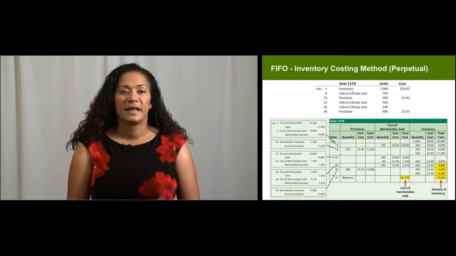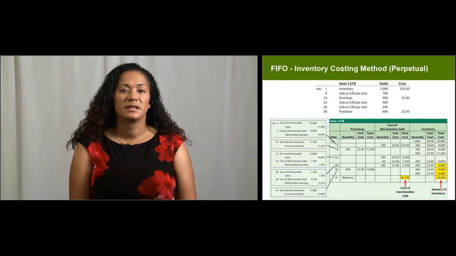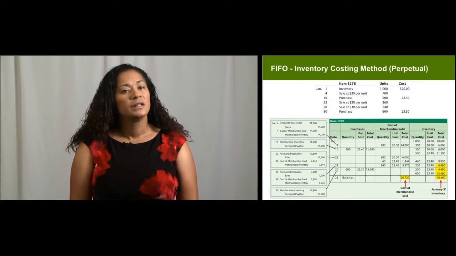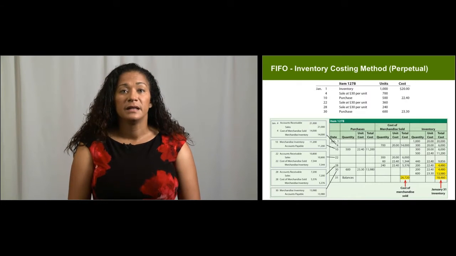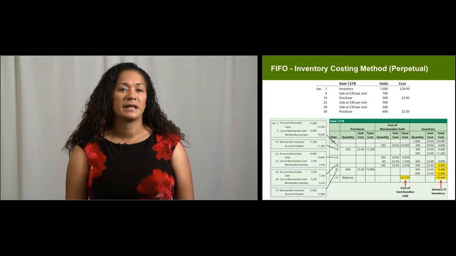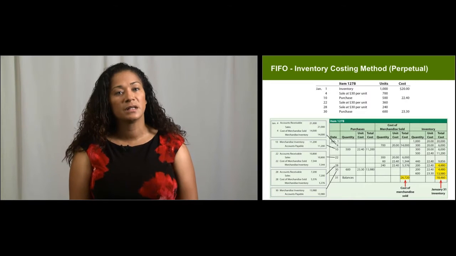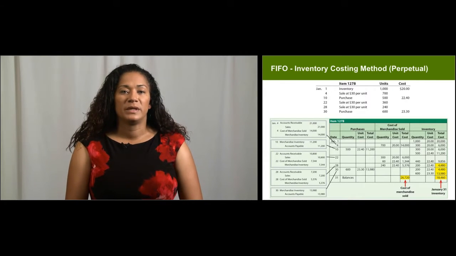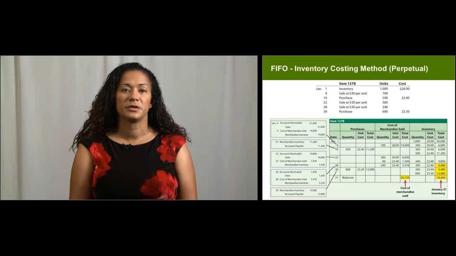Let's look at one more transaction. On January 22nd, the company sold 360 units at a selling price of $30 per unit. Just like before, the first step is to enter January 22nd in the date column. Since we have two different groups of inventory in stock, we need to determine which group of inventory we will use first to complete the order. Since we are using the FIFO method, we need to sell the 300 units first because those were purchased first.